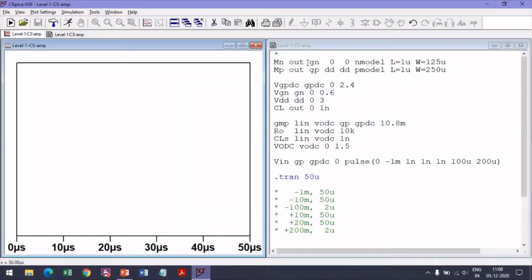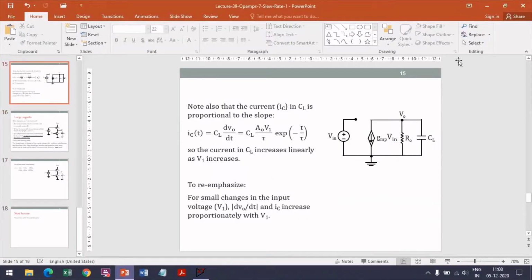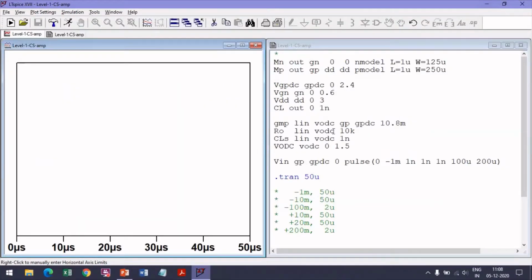Okay, so I have the same circuit that we discussed. There is an Mn and an MP, and the lengths are such that the current is 1 milliamp, and CL is 1 nano. I have also added a linearized version of this circuit, so you can compare the linearized output versus the actual output of the circuit. We are applying an input step at the gate of the PMOS, and I'm going to try various combinations of input voltages and look at the output.